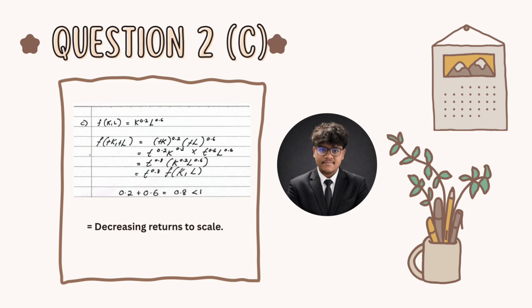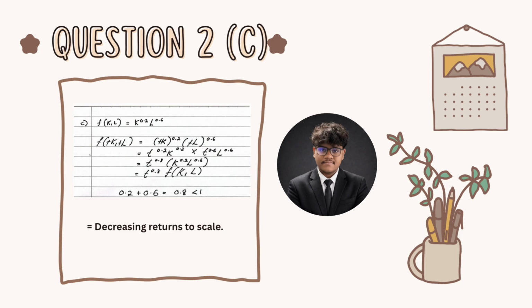For this question, we need to determine whether the production function f(k, l) equals k^0.2 l^0.6 exhibits increasing returns to scale, constant returns to scale, or decreasing returns to scale. To analyze returns to scale, both inputs, which are capital K and labor L, are increased proportionally by multiplying them with a common factor represented as t. Therefore, I substitute k with tk and l with tl into the production function, giving f(tk, tl) equals (tk)^0.2 (tl)^0.6.